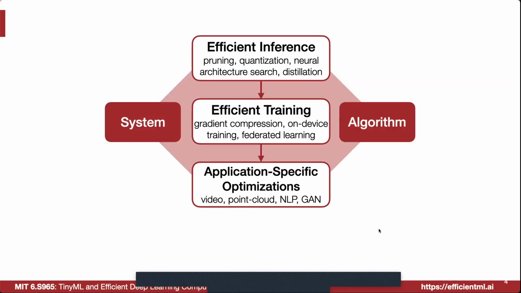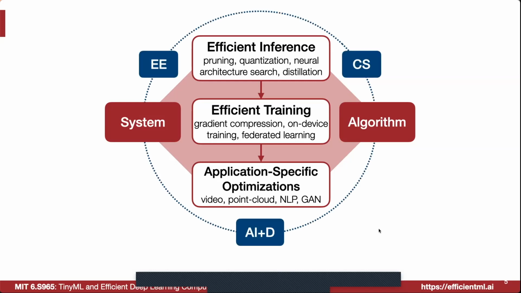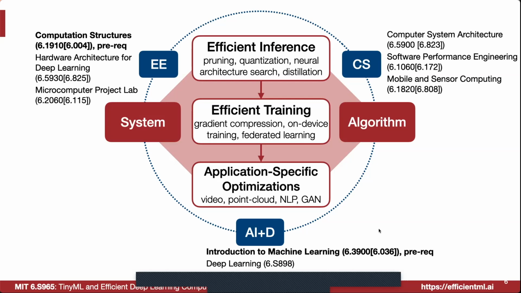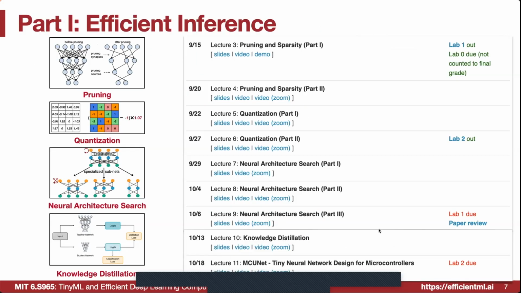And then across algorithm and system co-design, across ECS and AI+D, these are the related courses. If you want to continue exploring related areas, those are some wonderful courses you can consider taking in the future.